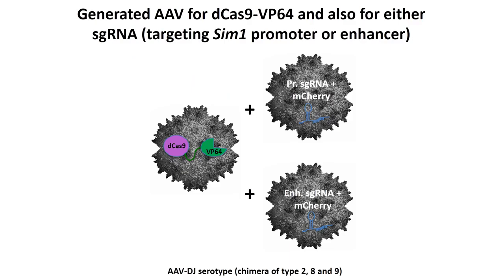So Navneet worked hard to try to get both the dCas9 and the VP64 to fit into one AAV. In addition, she made another AAV that has the promoter guide with mCherry for SIM1, and another AAV that has the enhancer guide for SIM1 with mCherry. And the idea is we inject the dCas9 and VP64 AAV along with the promoter guide, or instead along with the enhancer guide, and try to see whether that might rescue the obesity phenotype in these mice.